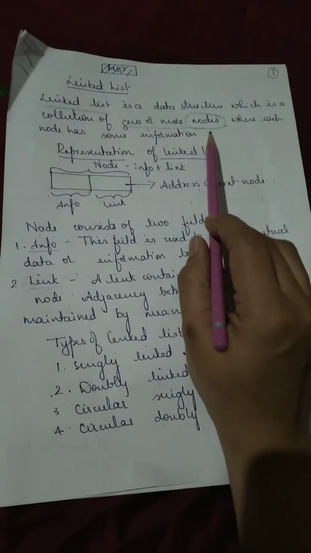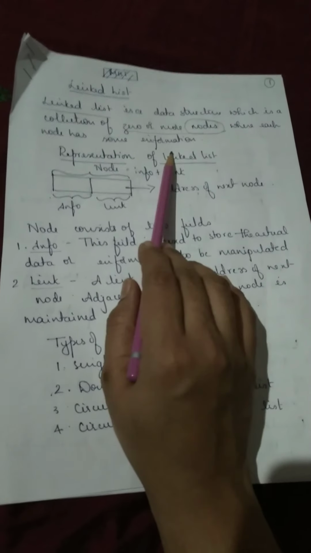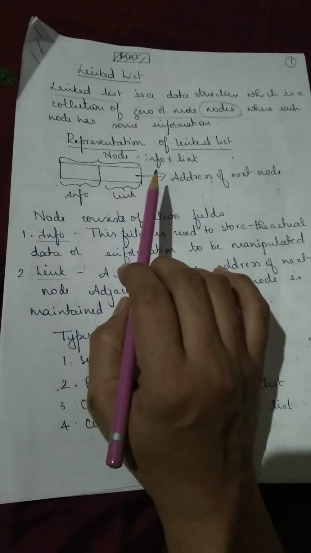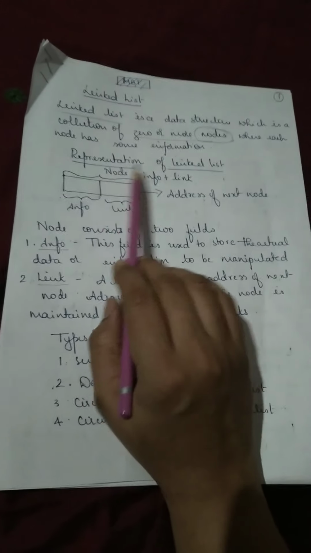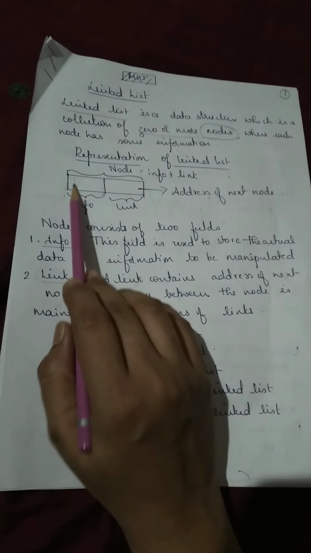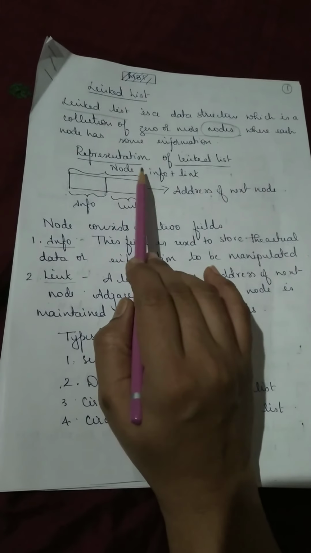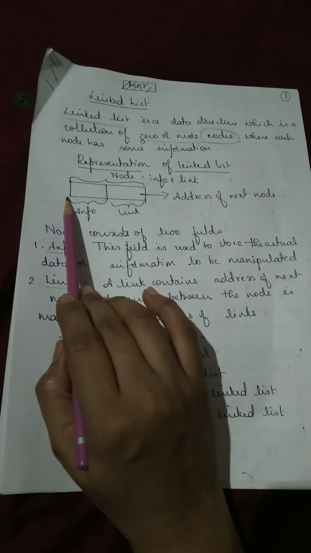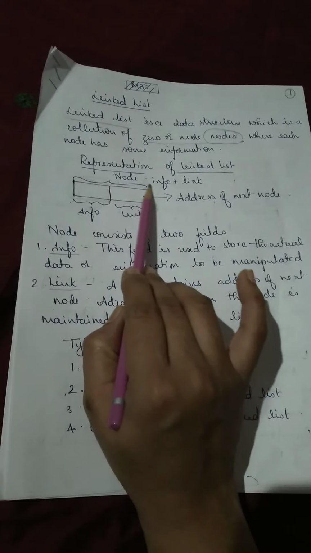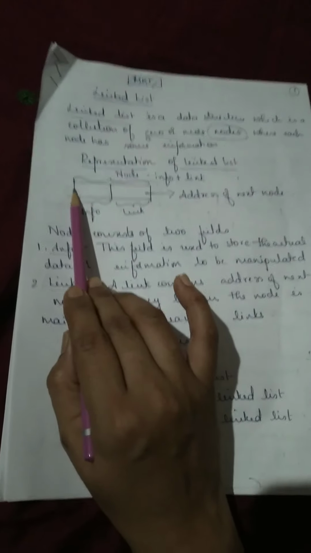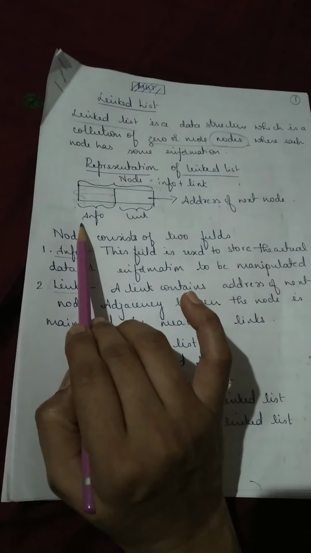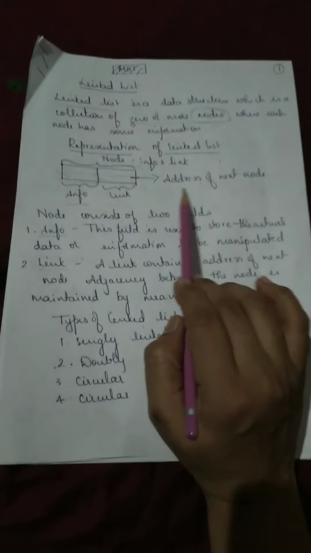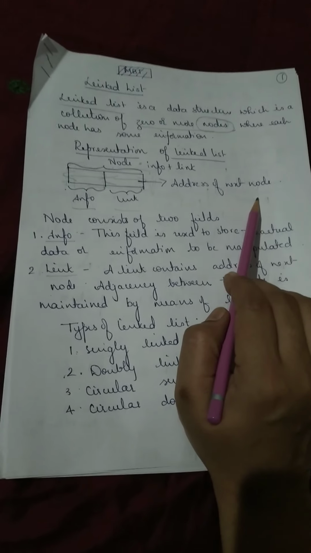So as I said, a node will have some information, that is data, and the address of the next node. So how to represent a linked list? A node will contain information plus link, and the graphical representation is given like this. The entire structure is called a node. The first part of the node is called info, and the second part is called link, which will be the address of the next node.